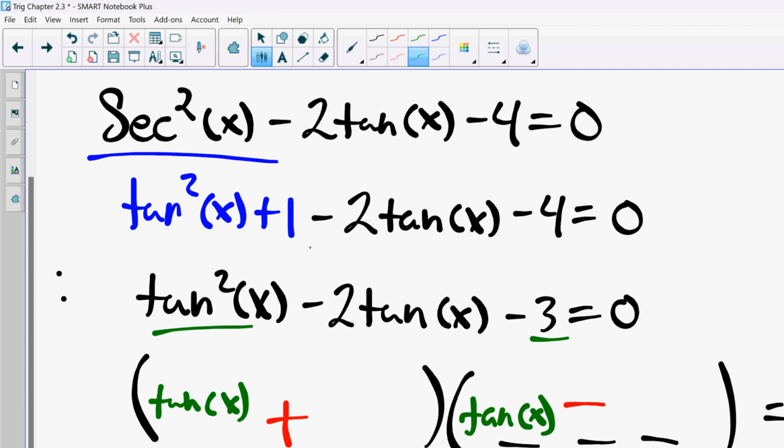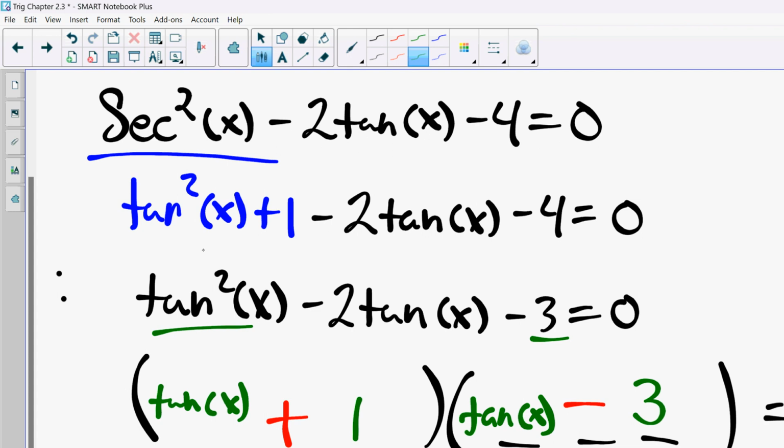Now, luckily for us, also the factors of 3 are just 1 and 3. We only have 1 set. Now we need to determine which one's going to be positive and which one's going to be negative. Well, our middle term is negative, yes? So we'd want the bigger multiplication across to be negative. So we would make the 3 negative because the number in front of tangent is 1.